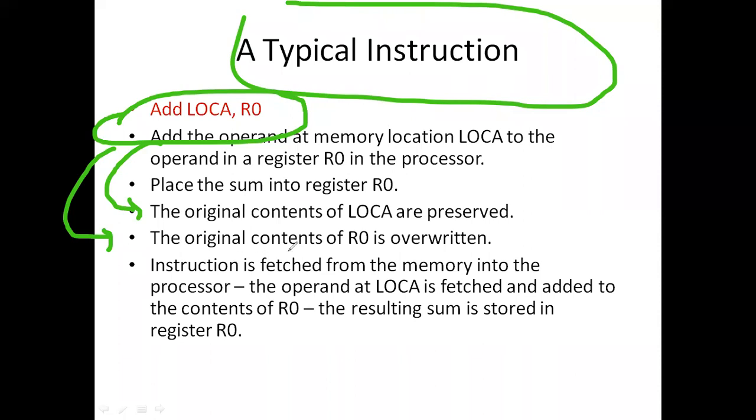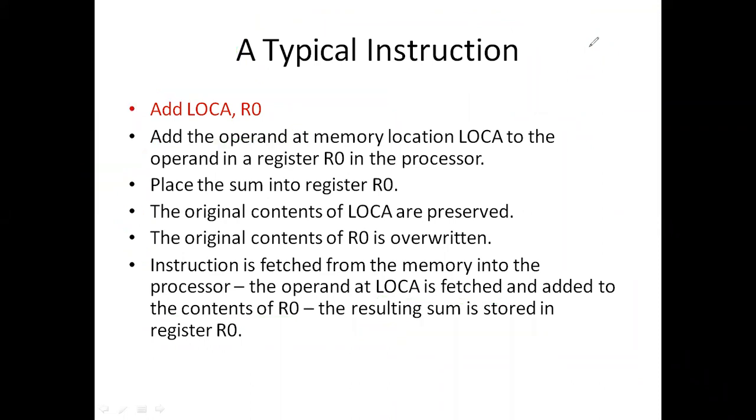Now, the instruction is fetched from the memory into the processor. See, this is the way the instruction is executed. The operand at the location is fetched and added to the contents of that register, and the resulting sum is stored in the register R0. And in the last class also, I hope that you got it, how this instruction is going on.